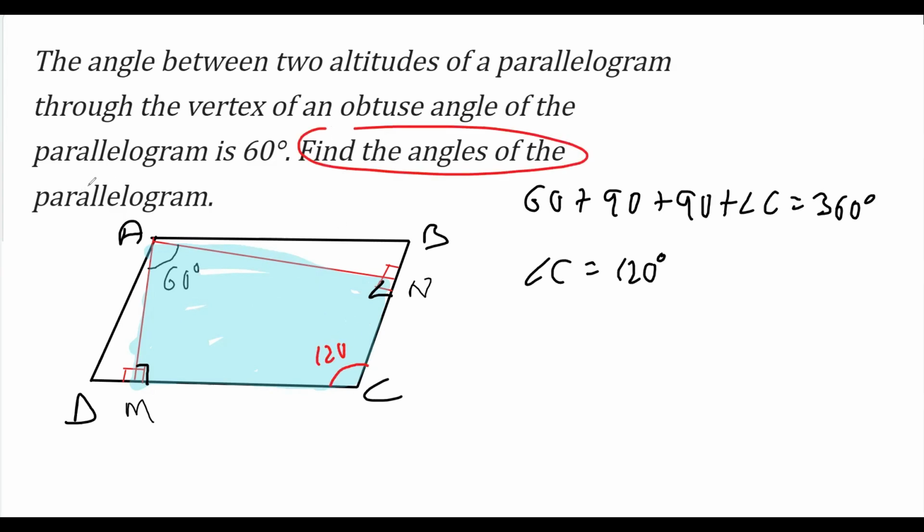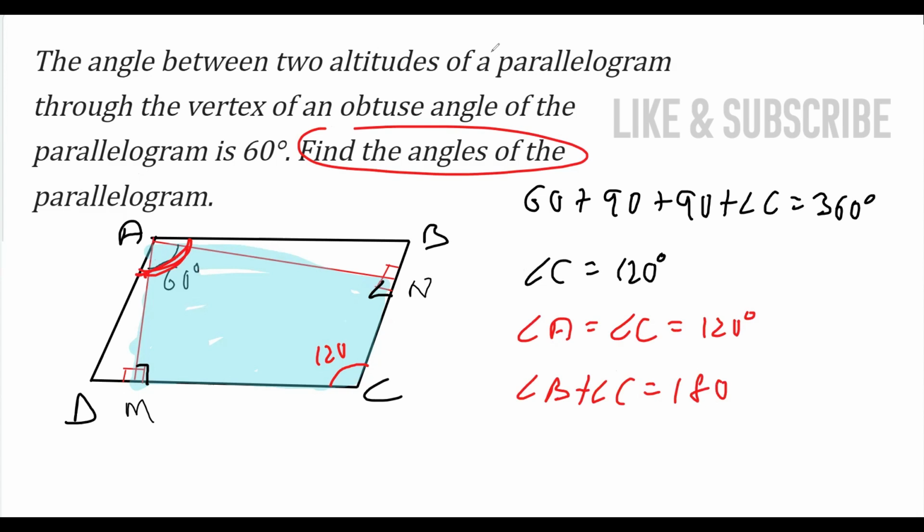But then we have to find all angles. So what we know is that opposite angles of a parallelogram are equal. So the whole angle A is equal to angle C, that is 120. Further, we know that adjacent angles of a parallelogram are supplementary. So angle B plus angle C is equal to 180 degree.